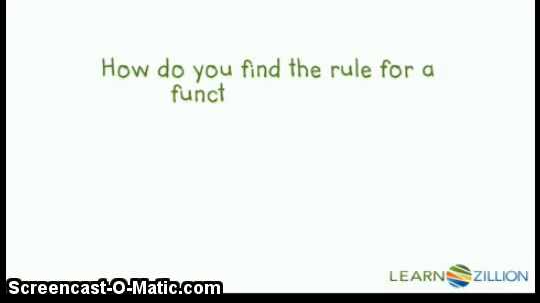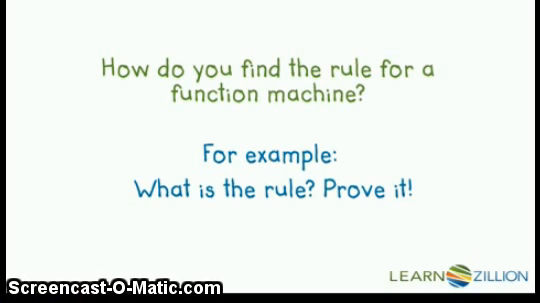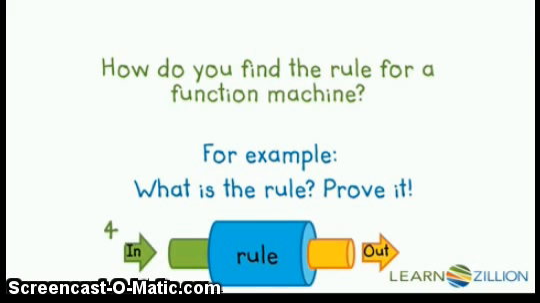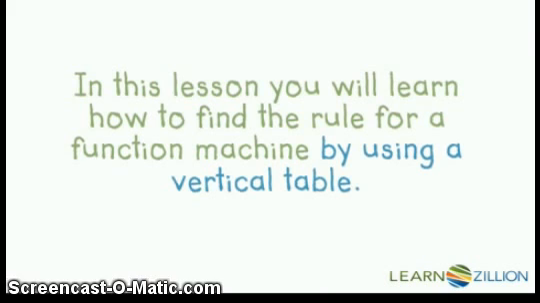How do you find the rule for a function machine? For example, what is the rule and can you prove it? In this function machine, a 4 goes in on the left and on the right, 16 comes out. If we put a 7 in on the left, out comes 19. In this lesson, you will learn how to find the rule for a function machine by using a vertical table.